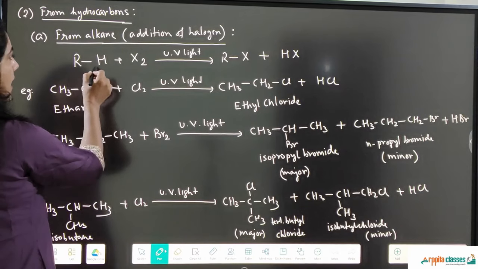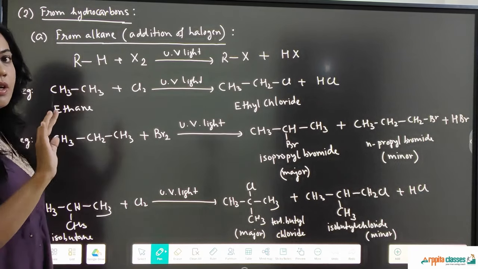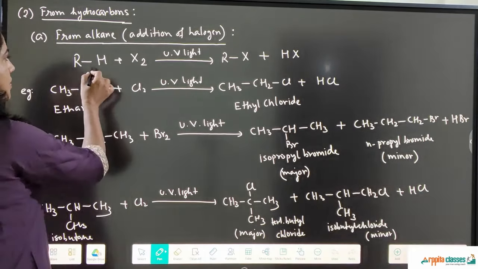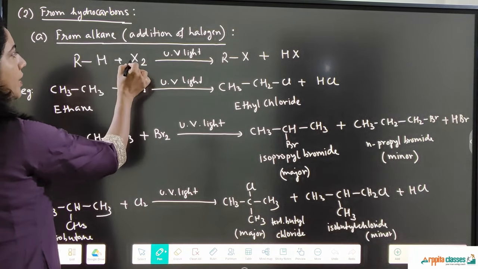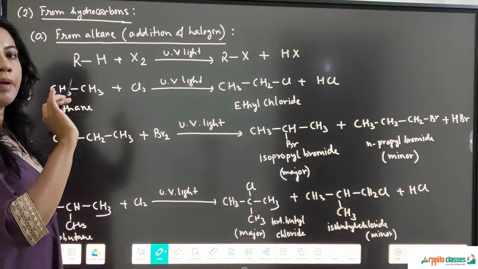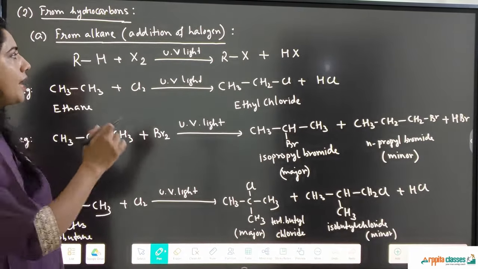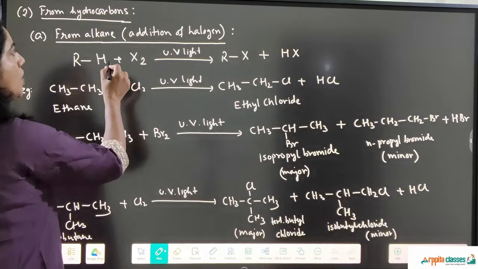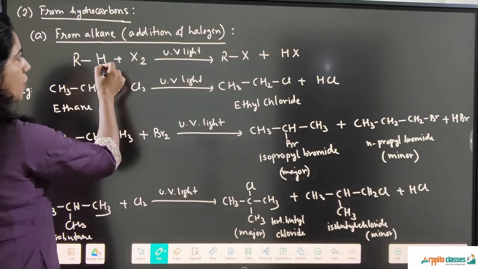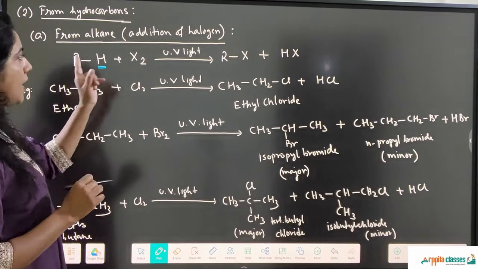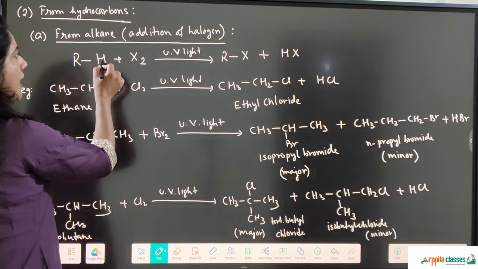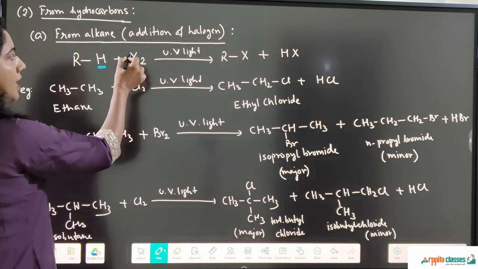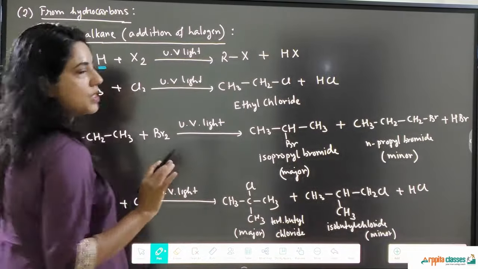So this is my alkane, RH. Everybody knows how to write down alkane. This is a general formula for alkane. We are treating this with halogen. It can be Cl2, Br2 or I2 in presence of UV light. So one of the hydrogen will be substituted by one of the halogen. So this will be RX, and this hydrogen and other X will give you HX. So this is the method.